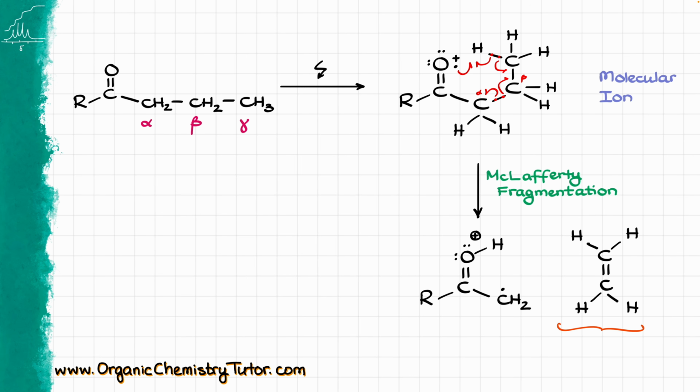which is going to fly away, and we are not going to detect it because, I'll remind you, the mass spec can only detect charged species. So the only thing that we are going to see here is our positively charged cation radical.